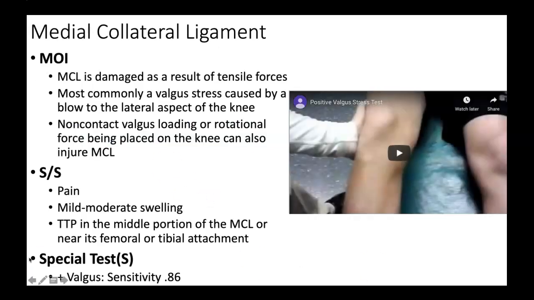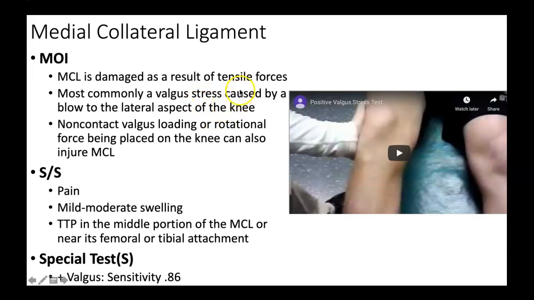Okay, we progress to the collateral ligaments. The first collateral ligament that we'll talk about is the medial collateral ligament, and I spent a lot of time here in our anatomy class or our anatomy video. So hopefully you understand the role of the medial collateral ligament. Its major role is to prevent massive amounts of valgus loads, right? That's its major role. So the way that the MCL is most often injured is what? A valgus stress or a valgus load to the knee, right?